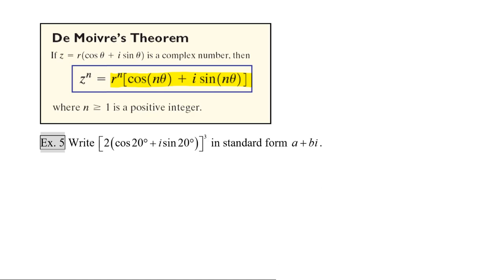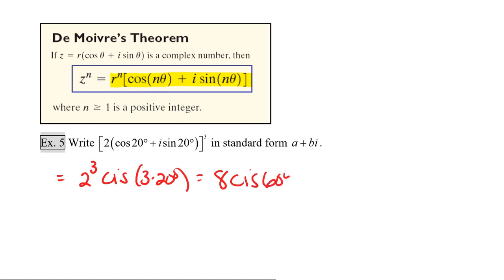So example 5, they want us to write (2 cis 20) cubed in standard form a plus bi. So basically they want us to use DeMoivre's theorem to raise it to the third power, and then we're going to convert it into rectangular form. So this is going to be the same as 2 cubed cis 3 times 20 degrees. 2 cubed is 8. And 3 times 20 is 60 degrees.